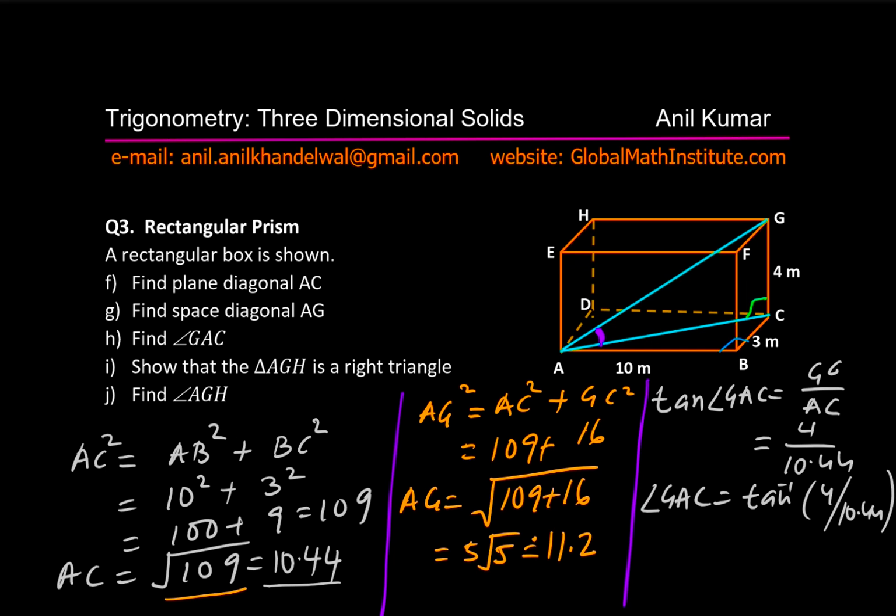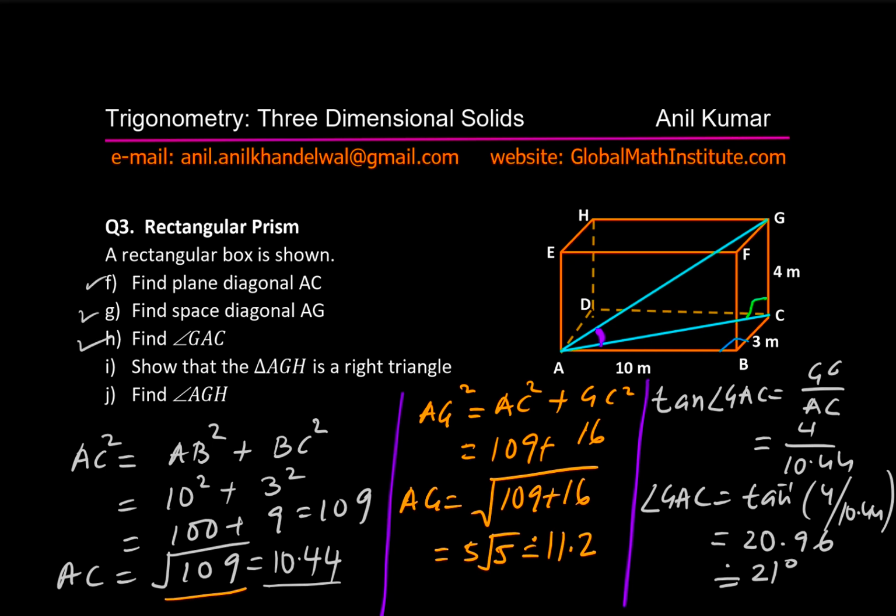So let's find this out. We have shift tan inverse of 4 divided by 10.44. And what we get here is 20.96. You can check these answers. I'm just calculating with the help of a calculator, and we get 20.96, which can be rounded to 21 degrees. So the angle here is 21 degrees. So we've done the first three parts.